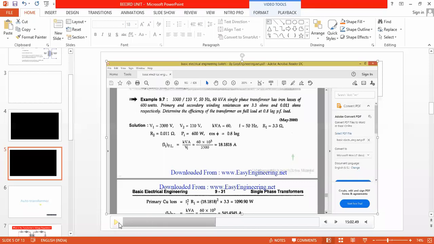Now let us calculate I2. Anyone tell me the formula for I2? I2 is equal to rating by V2. Rating by V2.